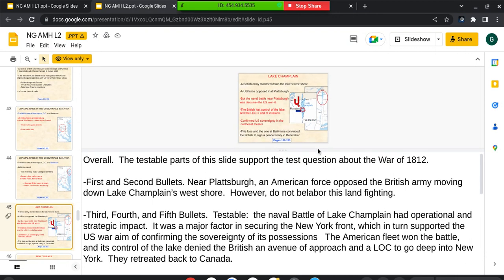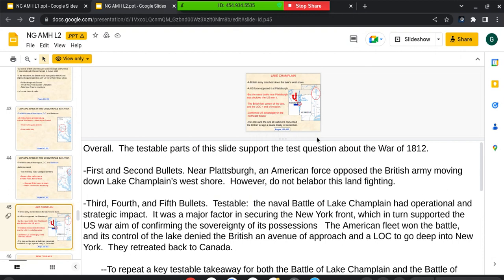The third, fourth, and fifth bullets here, what's testable: the naval battle of Lake Champlain had operational and strategic impact. It was a major factor in securing the New York front, which in turn supported the U.S. war aim of confirming the sovereignty of its possessions. The American fleet won the battle, and its control of Lake Champlain denied the British an avenue of approach and a line of communications to go deep into New York. And eventually the British had to retreat back into Canada.